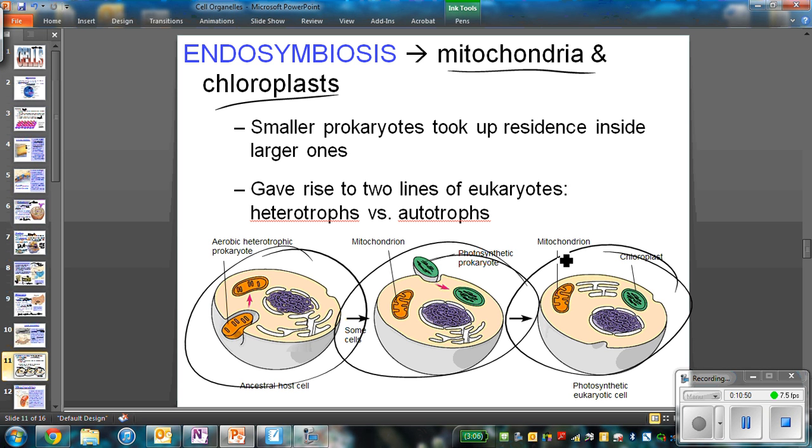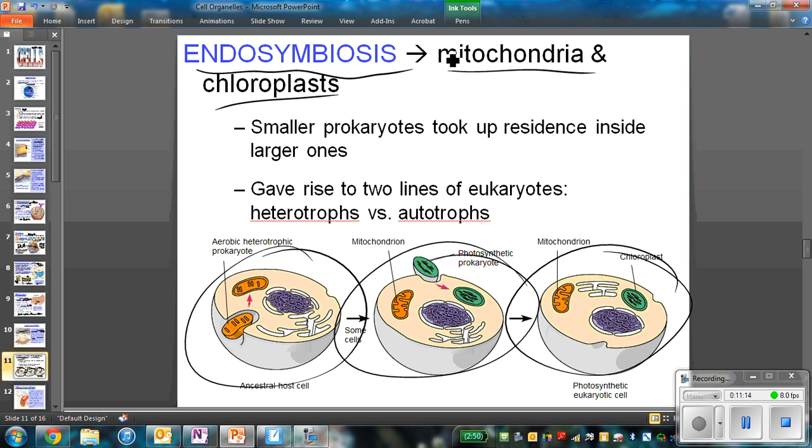So basically what I want you to get out of this is that mitochondria and chloroplasts are ancestral bacteria. They are related to bacteria. They have their own DNA, just like bacteria. But due to a concept called endosymbiosis, prokaryotes have been engulfed by eukaryotes, and now they serve a purpose in eukaryotes rather than just being on their own.